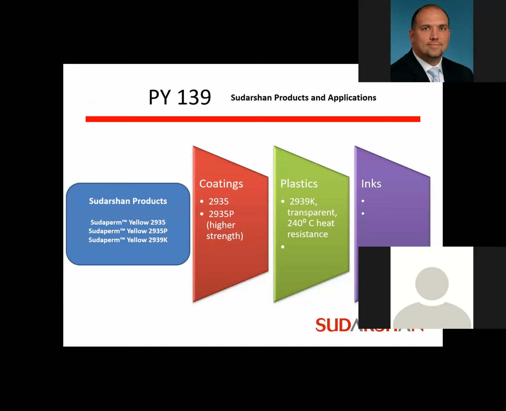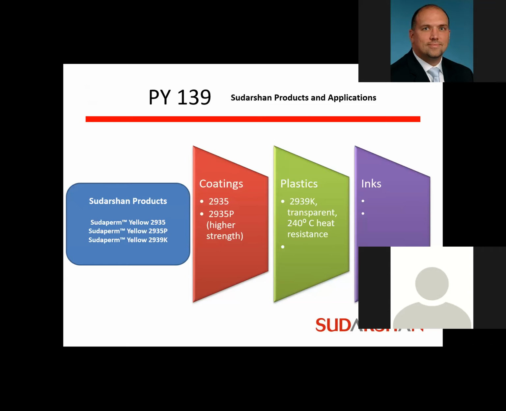From a Sirsham perspective, we have a couple that we offer in the coatings area as well, and one offering in the plastics area, which is the transparent grade. But notice that it has a lower heat resistance of 240 degrees C. So that will limit the base of the polymer chemistries that this can be used in.